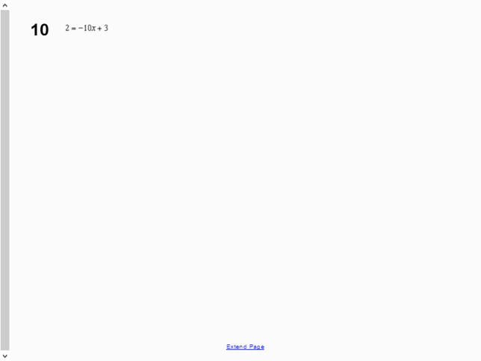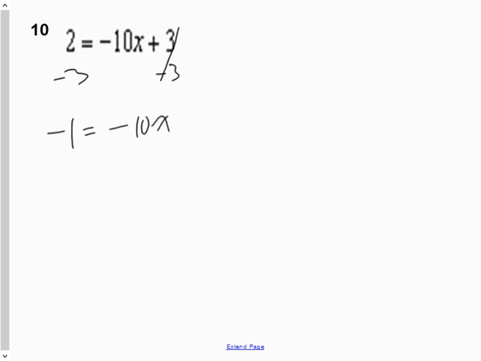And your last question, question 10, this time I put the constant on the right instead of the left, so I'm going to subtract 3 from both sides. I get negative 10x still over here, and a negative 1 over here. Divide both sides by the coefficient, and x will equal 0.1, or a tenth. A positive 0.1, because a negative divided by a negative is a positive.